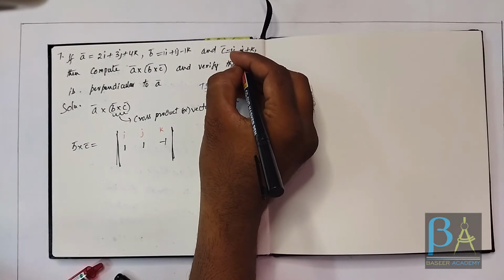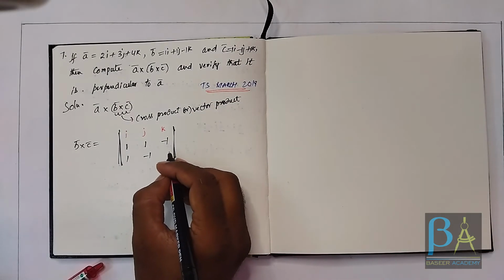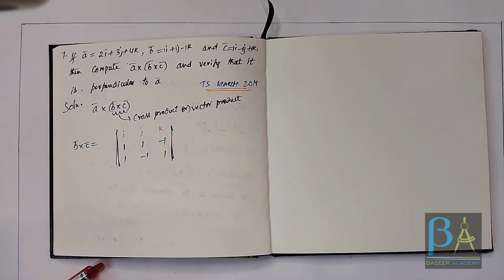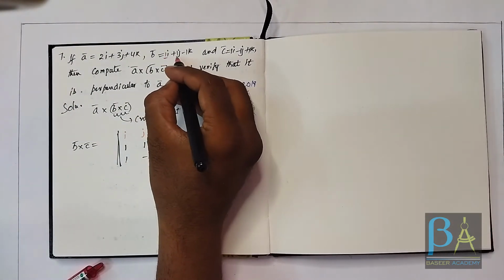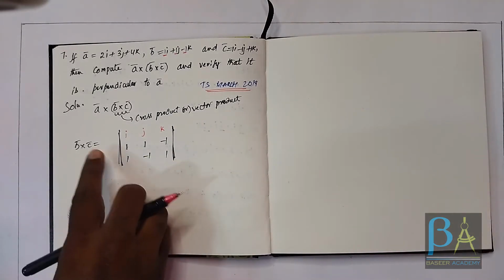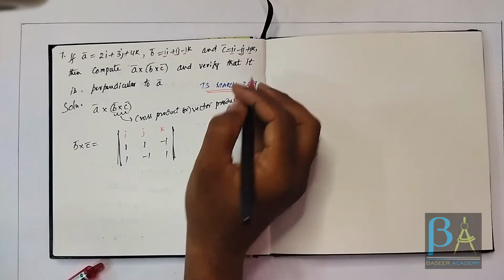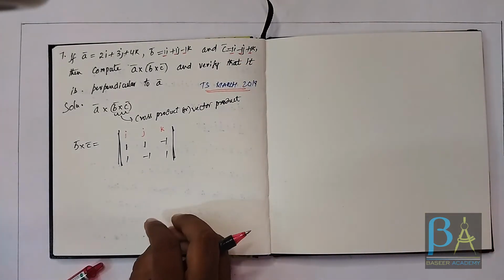So 1, minus 1 and then 1. That's about it. So what did we do here? We wrote the coefficients of vector B, which are 1, 1 and minus 1. And then we wrote the coefficients of vector C, which are 1, minus 1 and 1.